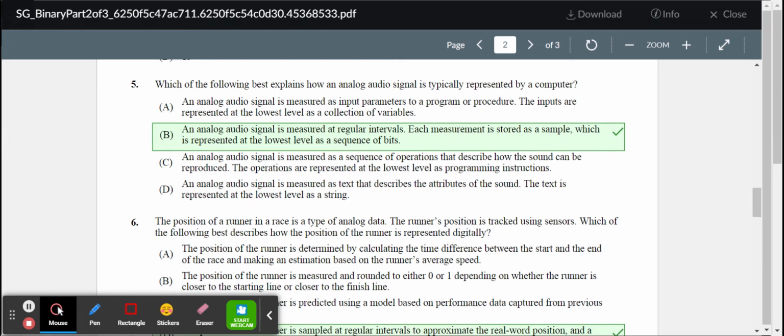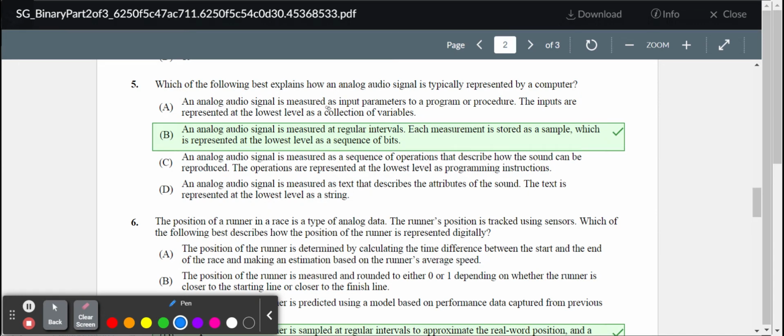So an analog audio signal is measured at regular intervals. Each measurement is stored as a sample, which is represented at the lowest level as a sequence of bits. It's exactly how it works. It's regular intervaling. We call it sampling. Let's just read the other ones real quick.